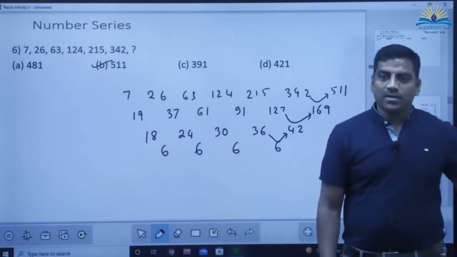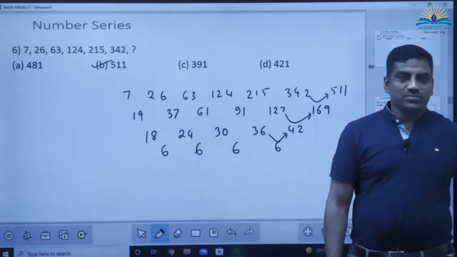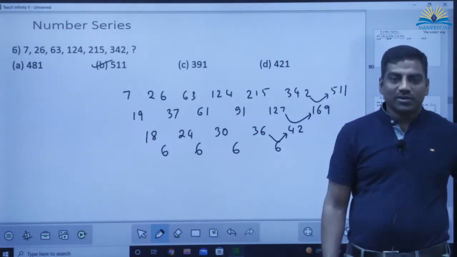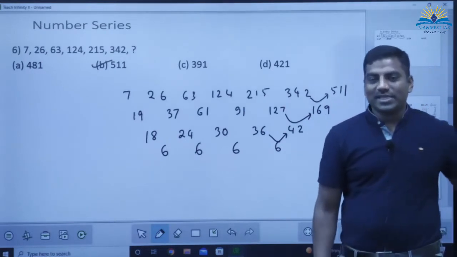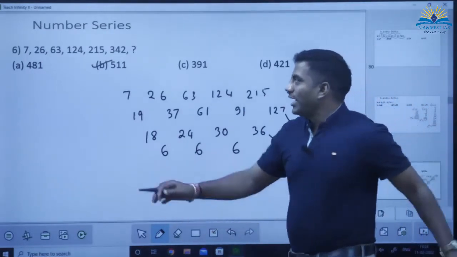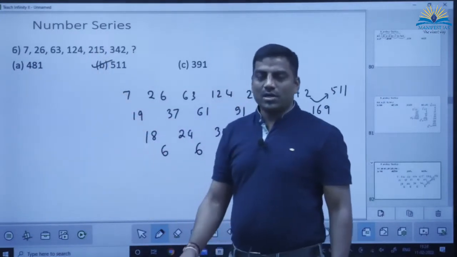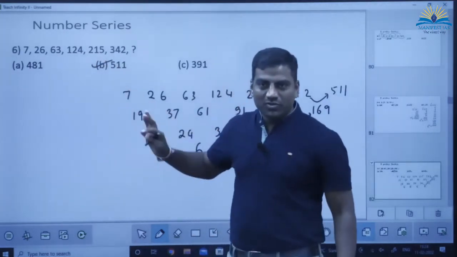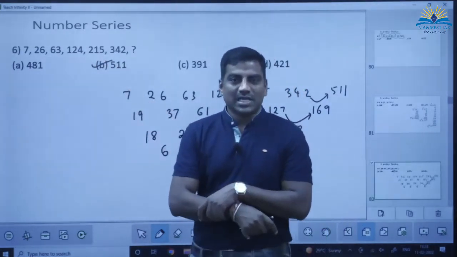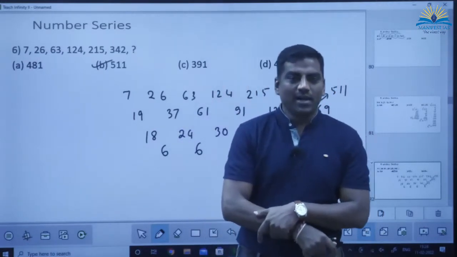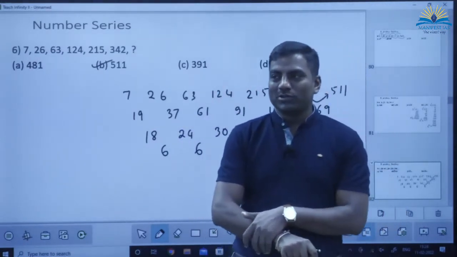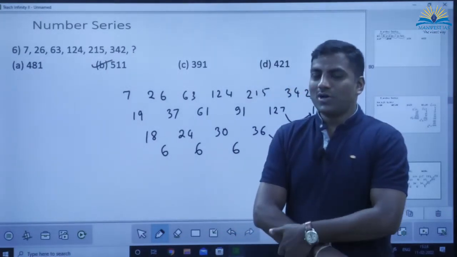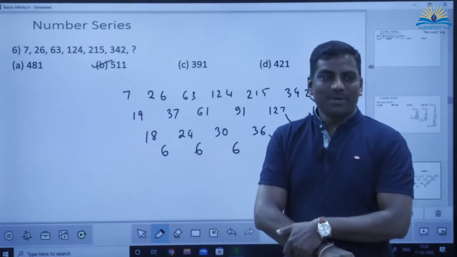But I want your brains to be very sharp. I want you to adopt that Mentos advertisement. Have you seen Mentos? Suddenly the bulb glows like that. Look at these numbers. If you have a very good relation with the numbers, you can find some pattern here without getting the difference. Anyone here? I want at least one Mentos fellow.